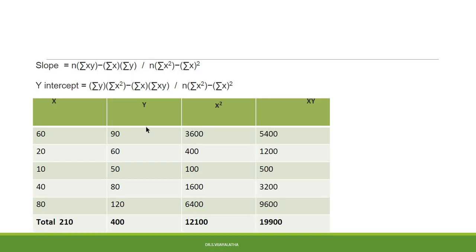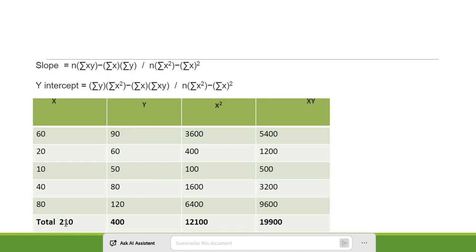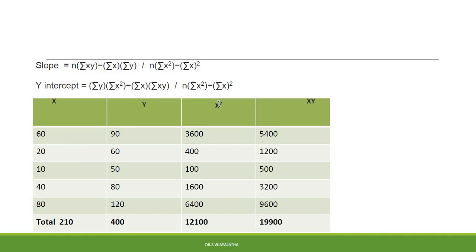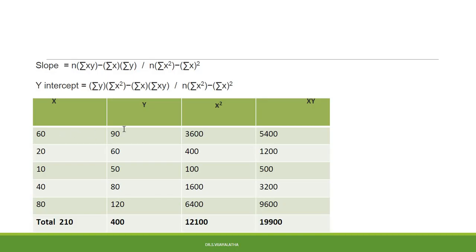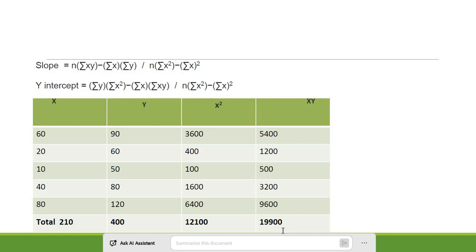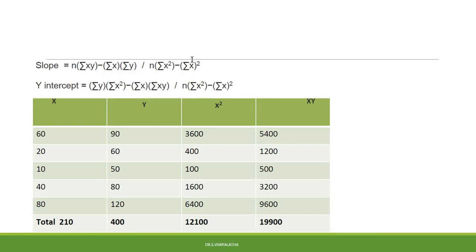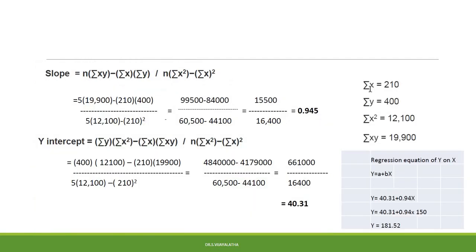So these are our x values and these are our y values. So we can find out the total and get sigma x and sigma y. We have to square all the x terms, then we get the value of x square, and when we add it we get sigma x square. And we have to multiply each x with the corresponding y, and we have to find out xy. By adding it you can get sigma xy. These are the terms required in this formula. So I have entered the values here. Sigma x is 210, sigma y is 400, sigma x square is 12,100 and sigma xy is 19,900.